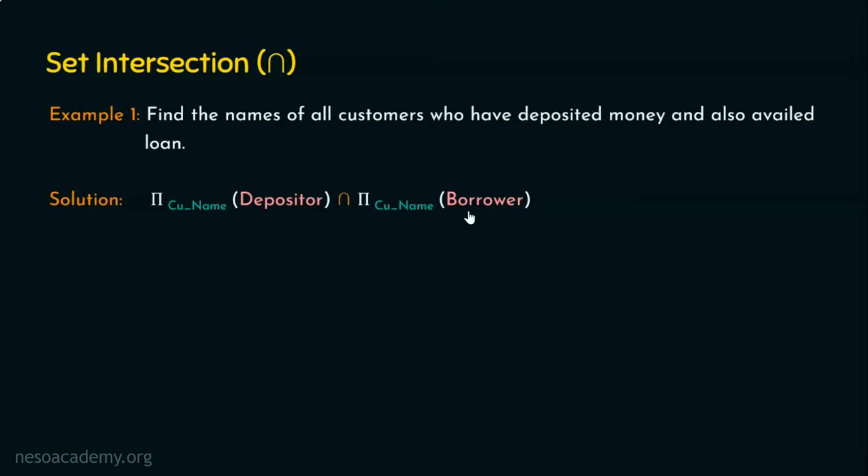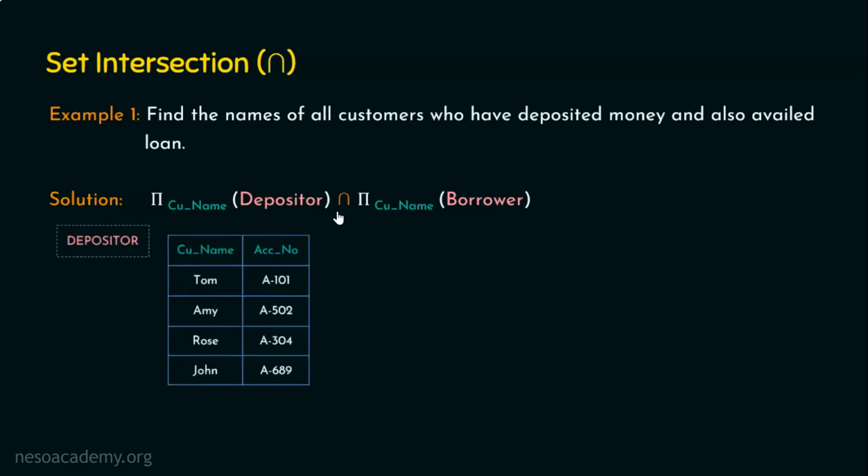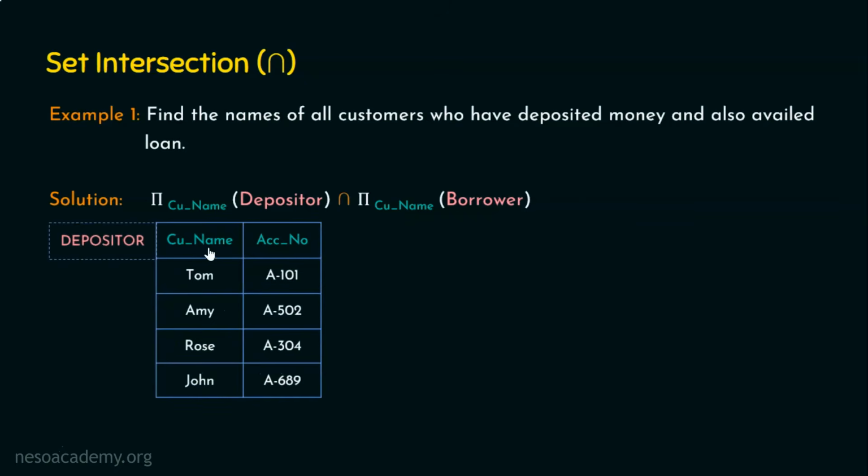But what we are asked to find? We are asked to find the names of all customers who have deposited the money as well as availed the loan. And that's why we are using intersection here. So let's see an example. Let's take the depositor relation which contains two columns, the customer name and account number. Tom with the account number A101, Amy with A502, Rose with A304 as the account number, and John with A689 as the account number. So this depositor relation contains 4 tuples.